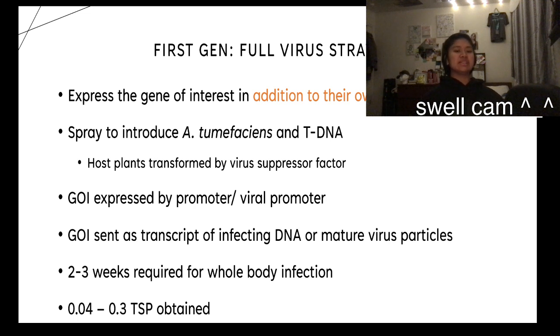And the gene of interest is sent as a transcript of infecting DNA or mature viral particles. And this whole process of infecting the whole plant took about 2 to 3 weeks. And there was a relatively low protein yield, as it was 0.04 to 0.3. So it wasn't really as optimized as it is right now.